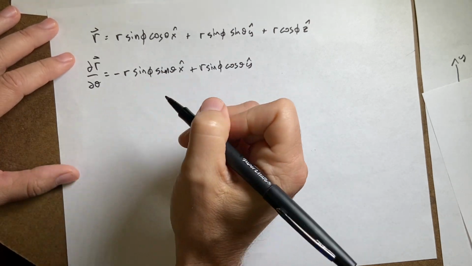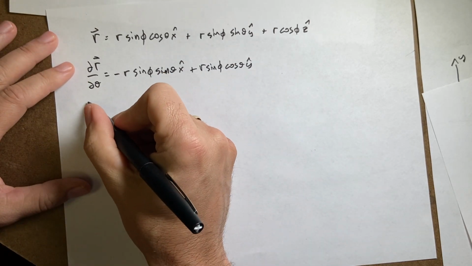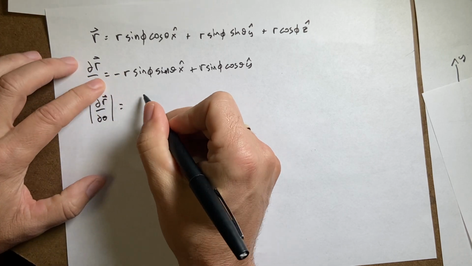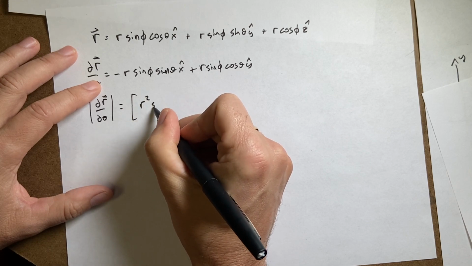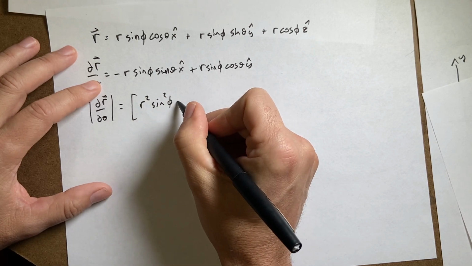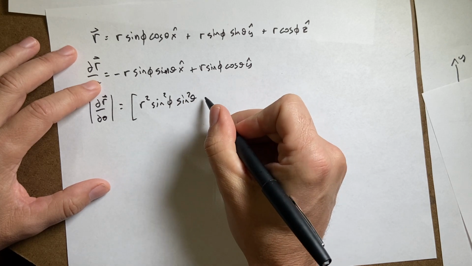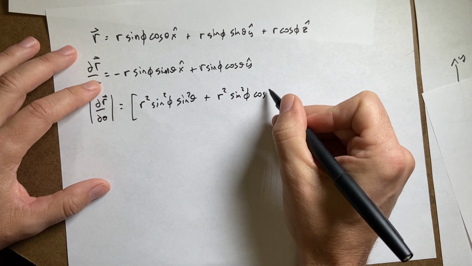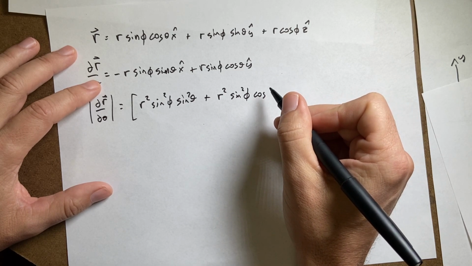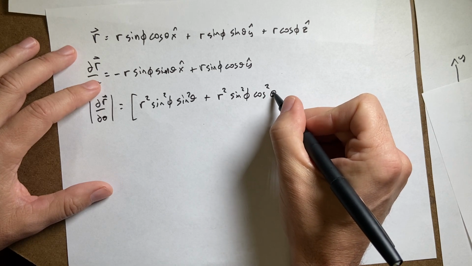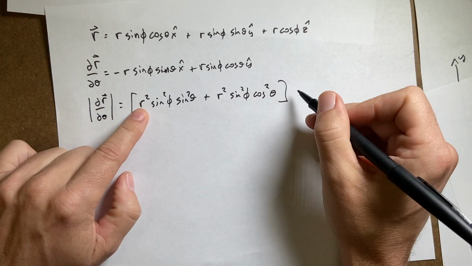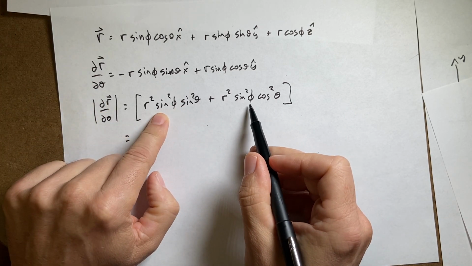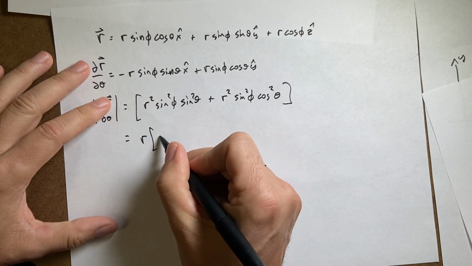Okay, so now we need to find the magnitude of this. I think it should be clear, but I guess I'll do it. Partial of r with respect to theta squared is going to be this squared. So it's going to be r squared sine squared phi sine squared theta plus r squared sine squared phi cosine squared theta. And actually, I'm glad I'm doing this because I did make this mistake before. So I can factor out the r squared, and then I can factor out the sine squared theta.